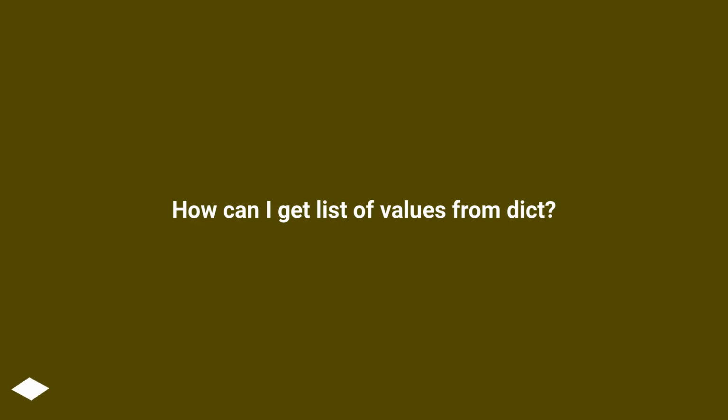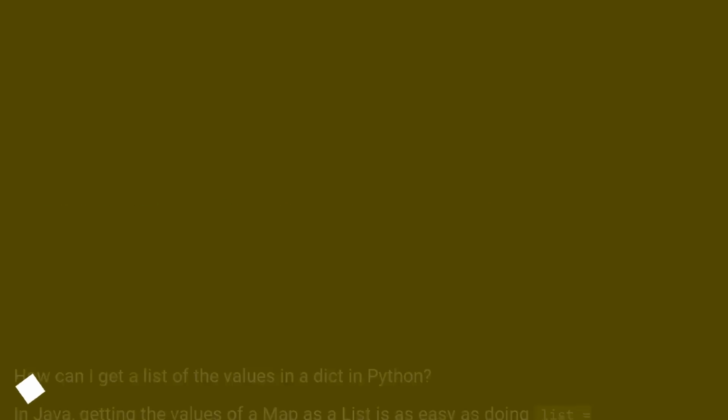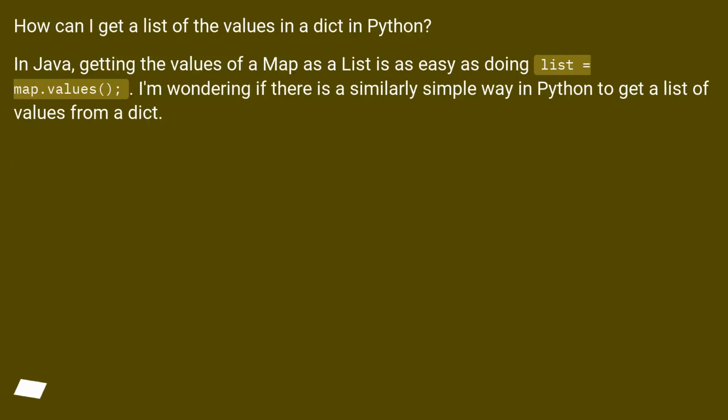How can I get a list of values from a dict? How can I get a list of the values in a dict in Python? In Java, getting the values of a map as a list is as easy as doing list = map.values(). I'm wondering if there is a similarly simple way in Python to get a list of values from a dict.